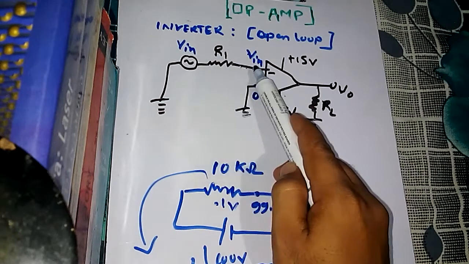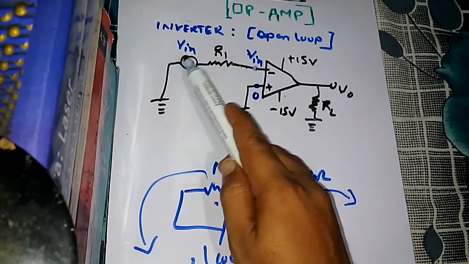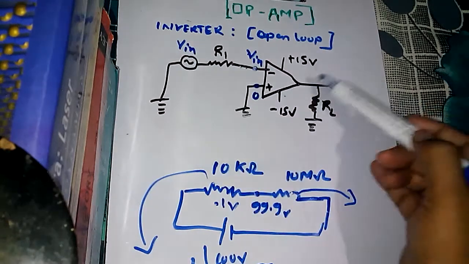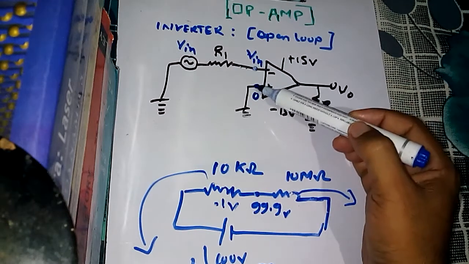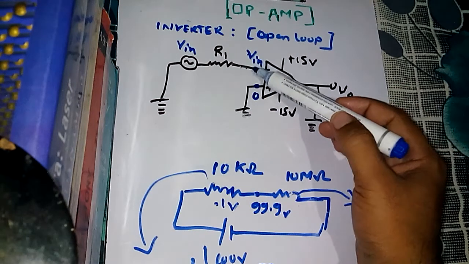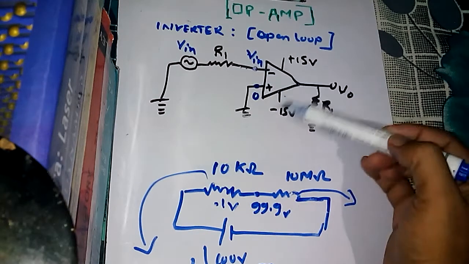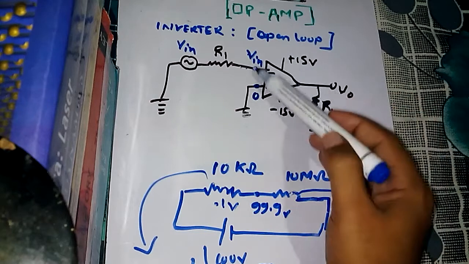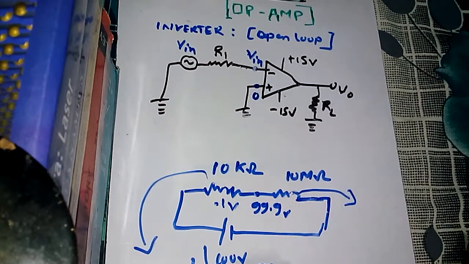voltage. So at this point the voltage will be the same as the input voltage, and since there is no feedback circuit, the voltage at the positive terminal will not be the voltage at the negative terminal because there is no feedback circuit. So the virtual grounding is also not happening here. These are the two things that you have to keep in mind.